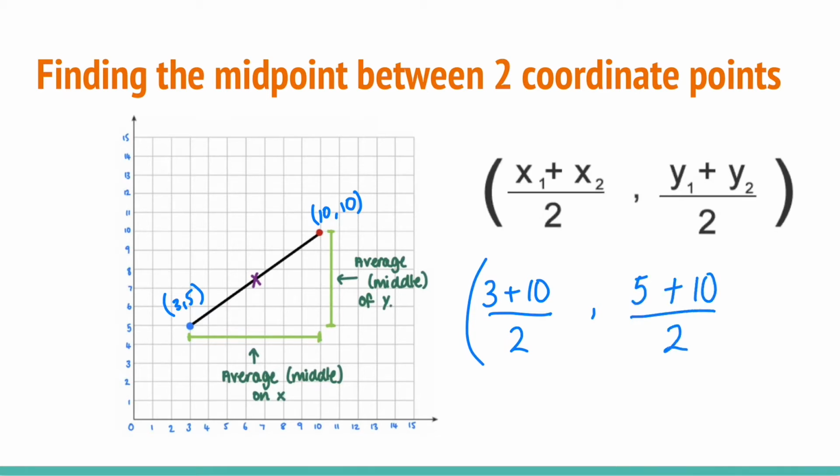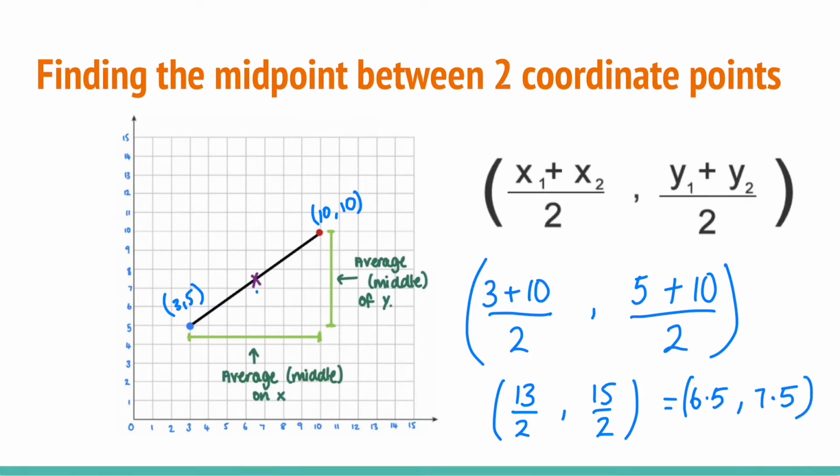And notice that I'm keeping them in the same order. So I'm using this coordinate first and then this coordinate. So I've got the 3 and the 5 first and then the 10, 10 second. It doesn't really matter on this equation, but in later ones it will. So I've then got 13 divided by 2 and 15 divided by 2. And that gives me my final coordinate, or I can change it into a decimal, which would give me 6.5 and then 7.5. And I can check on here.